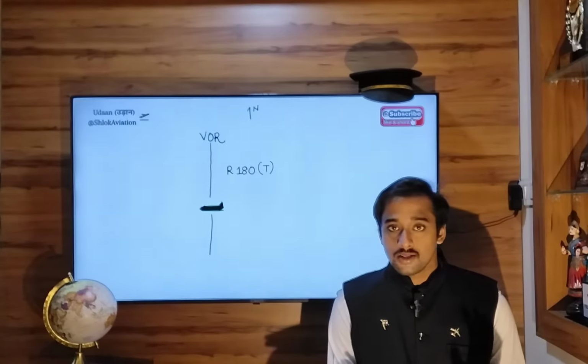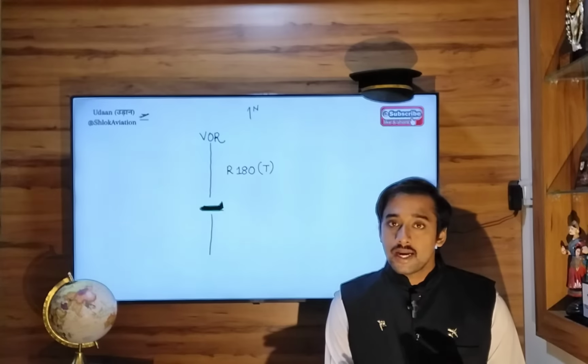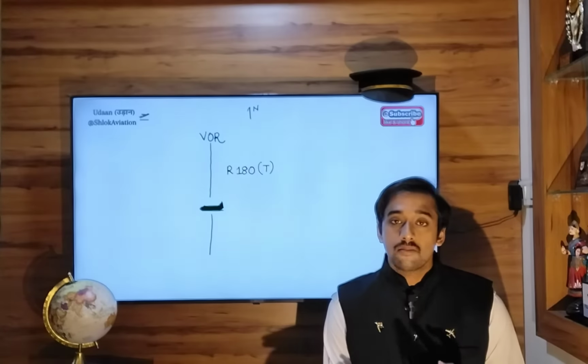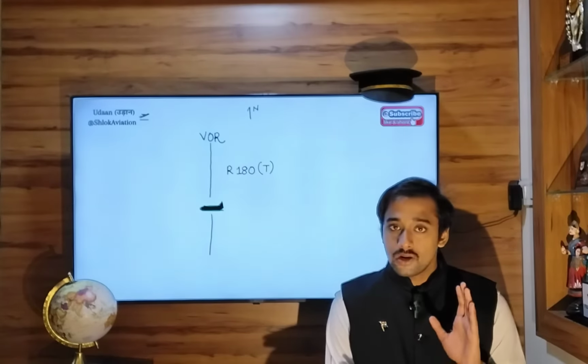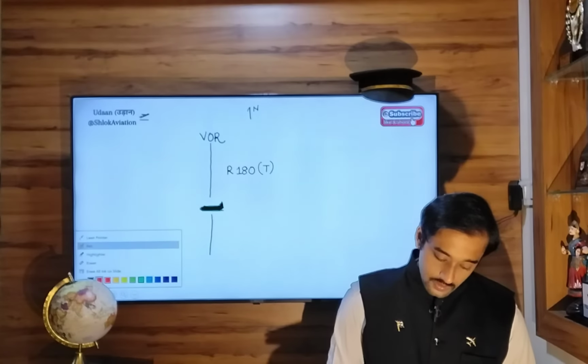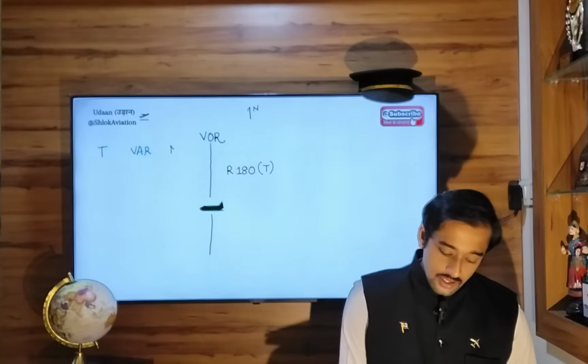This is not your final answer. Now all radials of VOR are magnetic. To obtain a magnetic direction, you need to take the help of variation. Variation is nothing but the connecting link between your true direction and magnetic direction, right? So true, variation, and magnetic.